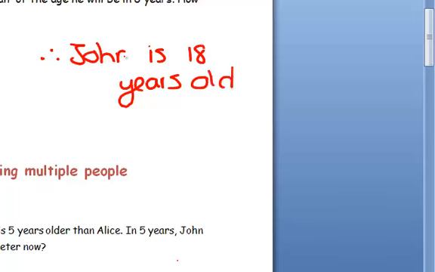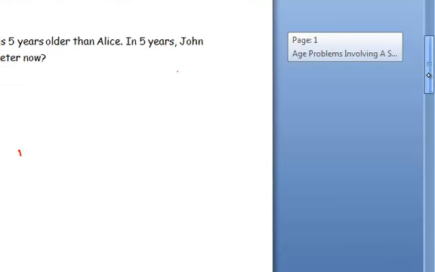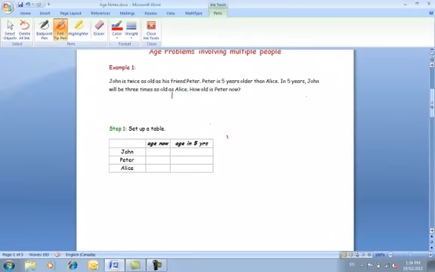Now, if we're going to go down to the next type of question, it involves multiple people. So John is twice as old as his friend Peter. Peter is 5 years older than Alice. In 5 years, John will be 3 times as old as Alice. How old is Peter now? What you want to do is set up a table in order to let me see who is x, who's going to be x plus, or 2 times x.